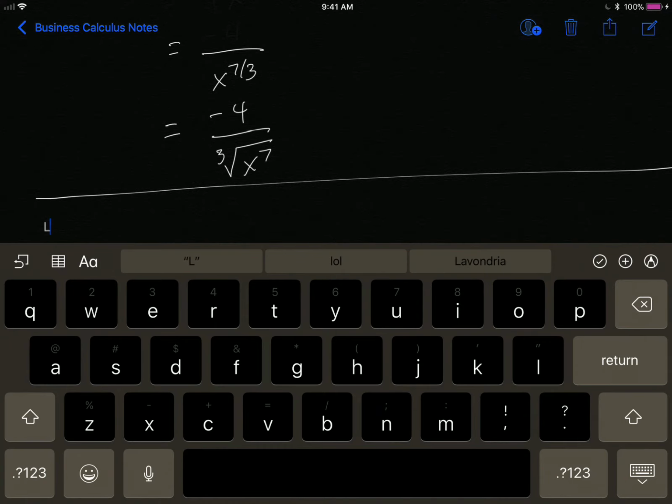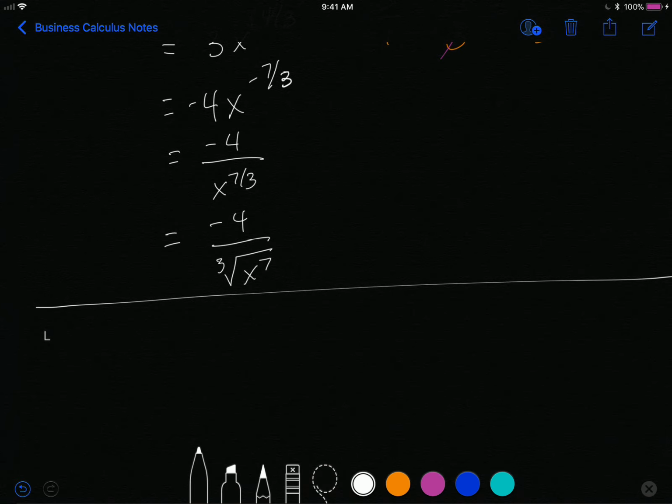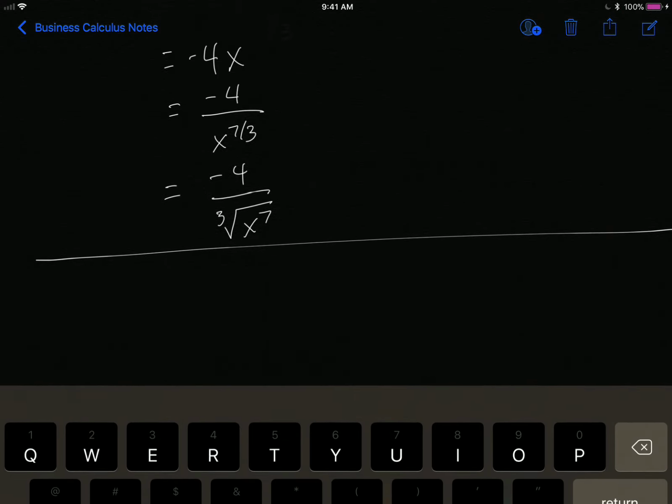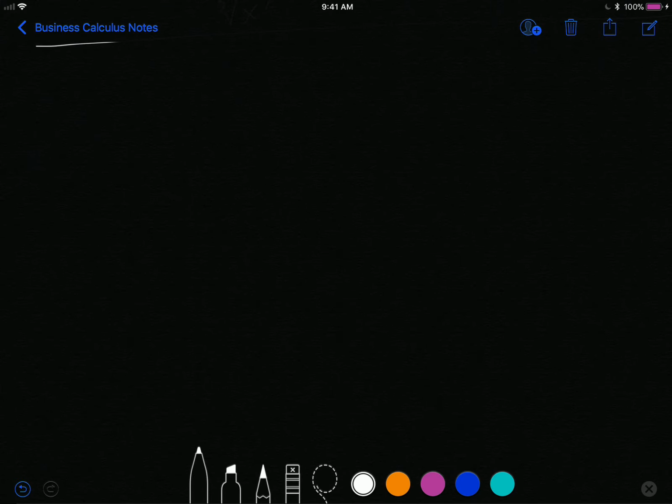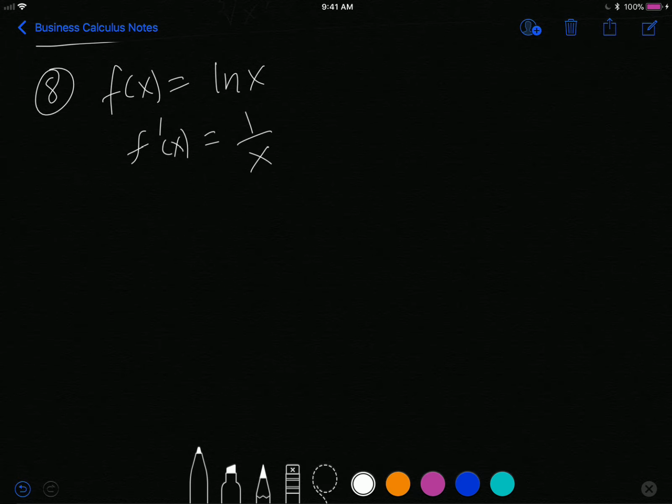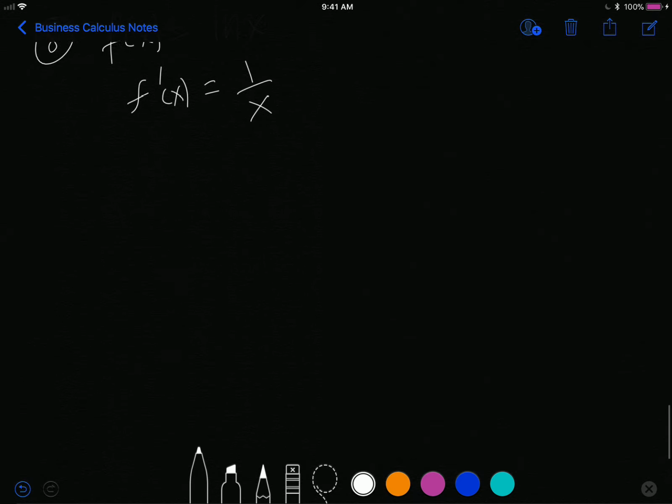So, what happened there? And so that's question number 8. Again, for this section, you mainly need to remember your rules of exponentials and logs. Ln of x, the derivative is simply 1 over x. That's a rule that you need to learn.